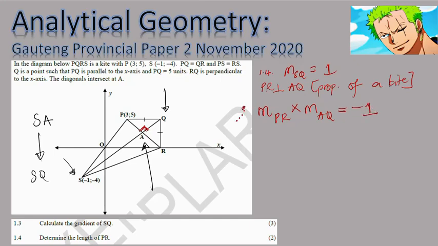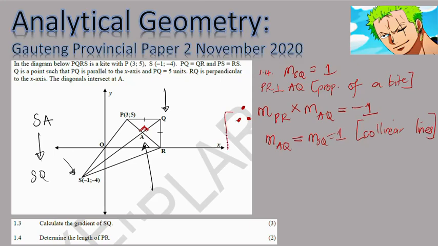Let me put a therefore symbol here so it makes sense, right? And then what is the gradient of PR? Okay, no. What is the gradient of AQ? I know that the gradient of AQ is equal to the gradient of SQ, which is 1. Why? Because the lines are collinear. So I'm saying this whole line SQ has the same gradient as the line AQ. It makes sense because these are on the same line, right?